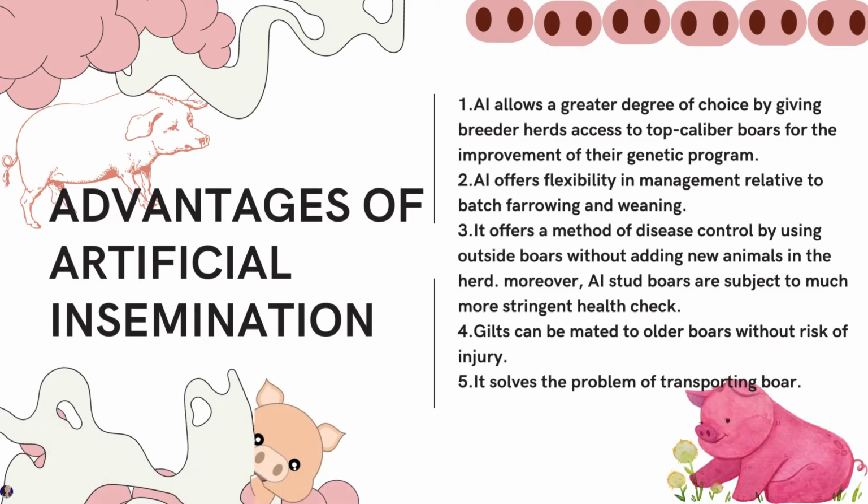The following are the advantages of artificial insemination. First, AI allows a greater degree of choice by giving the breeder herds access to top caliber boars for the improvement of their genetic program. AI also offers flexibility in management relative to batch farrowing and weaning. It also offers a method of disease control by using outside boars without adding new animals in the herd.